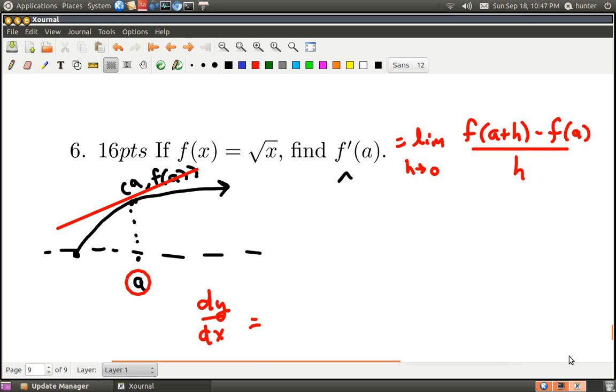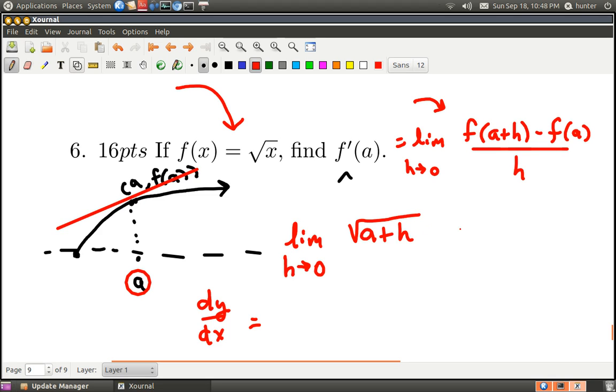This is the limit that we're going to do right here. Once I set it up, it's going to look really familiar. We've done things like this in class before. So let's look at the limit as h goes to 0, and unpack all this. Here's the function f, so this is the square root of a plus h minus the square root of a, and we've got h on the bottom.